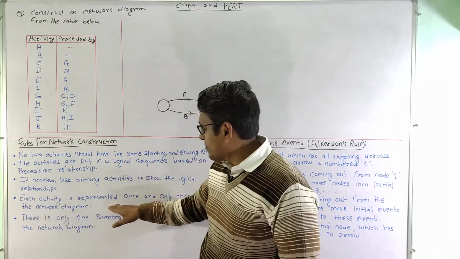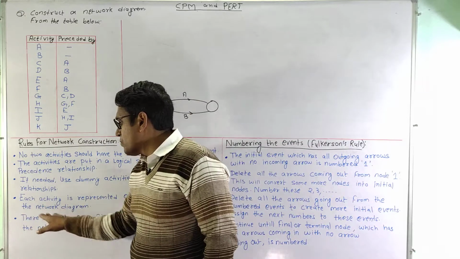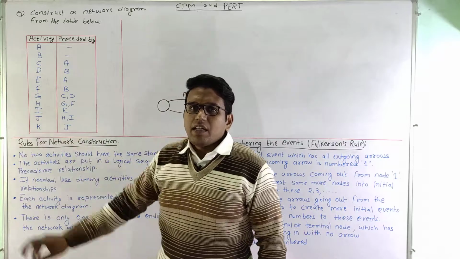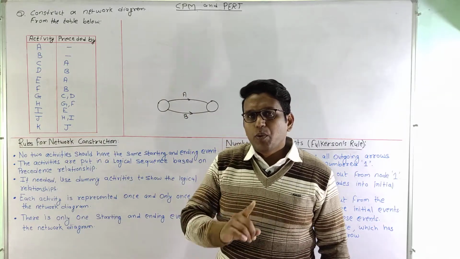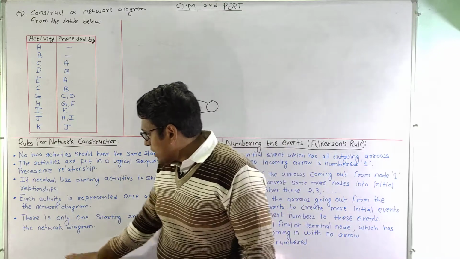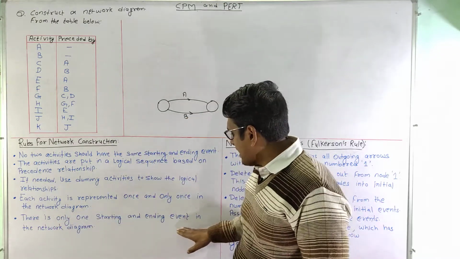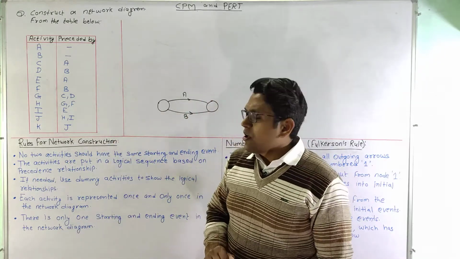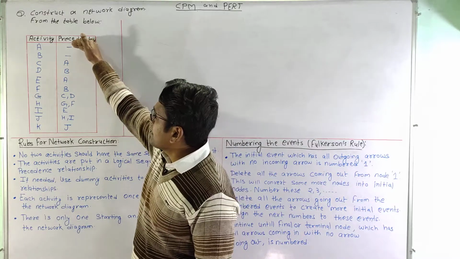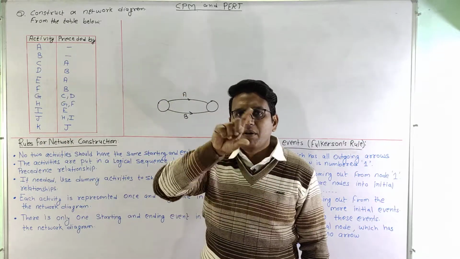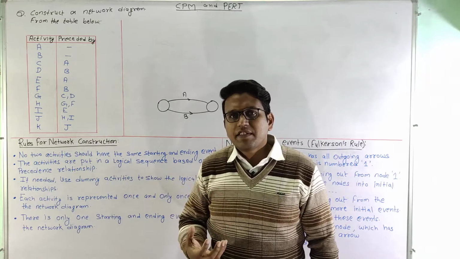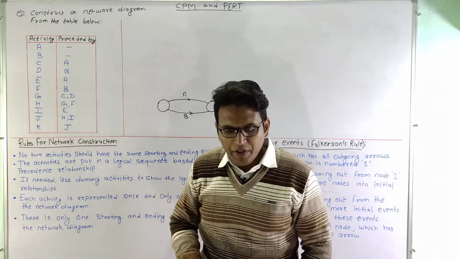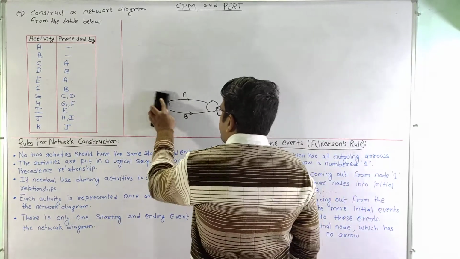Now, each activity is represented once and only once in the network diagram. That means among all the activities given, every activity can be represented only once in a network diagram. And the last point says that there is only one starting and ending event in the network diagram. That means all the activities that do not have any precedence need to start from a starting node, and all the open activities at the end of the project have to be terminated at the common node. So let us start solving.